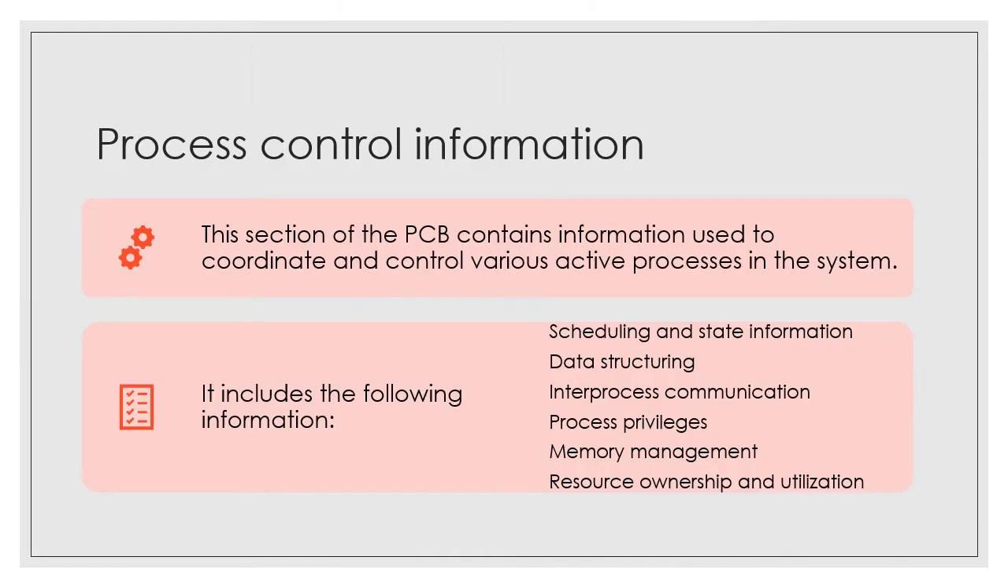Process control information. This section of the PCB contains information used to coordinate and control various active processes in the system. It includes the following information: scheduling and state information, data structuring, inter-process communication, process privileges, memory management, resource ownership and utilization. Now I will talk about each one of these.